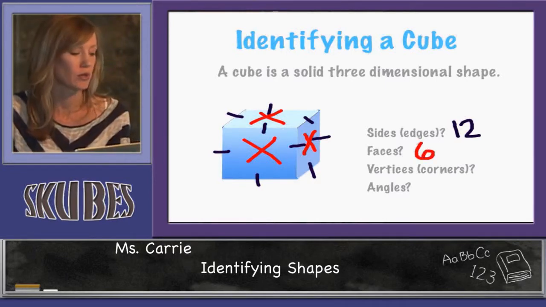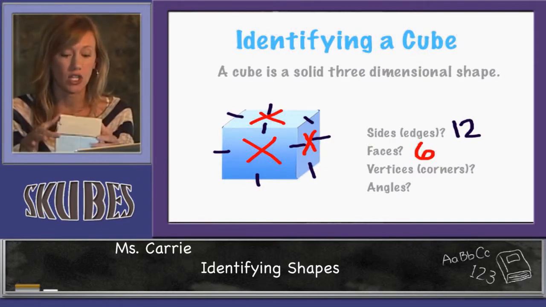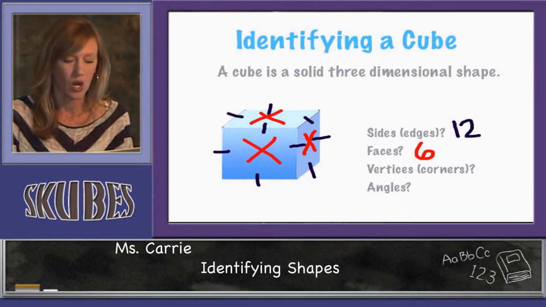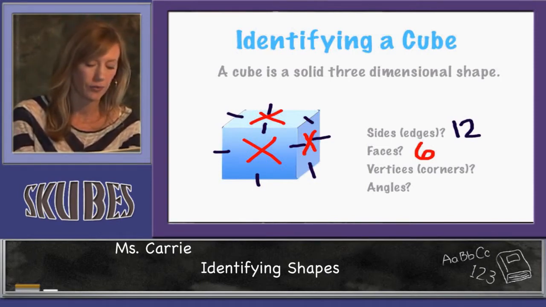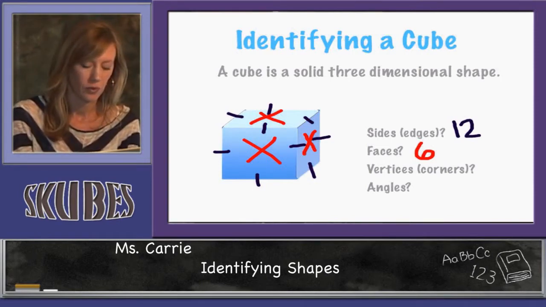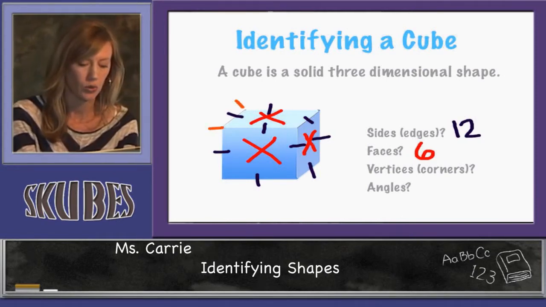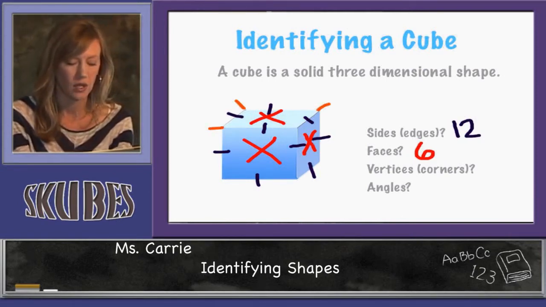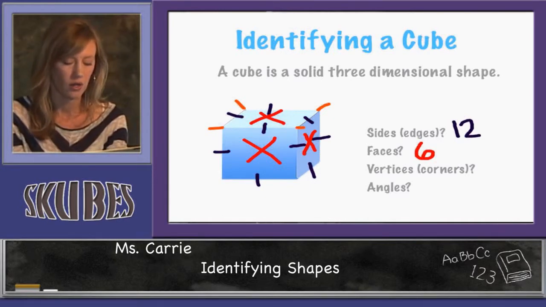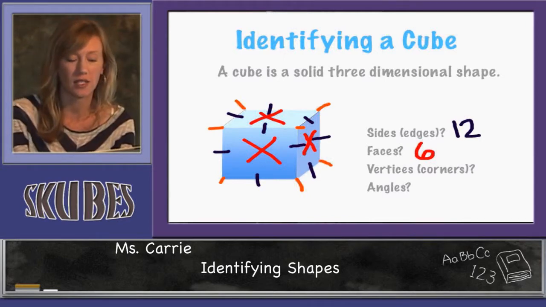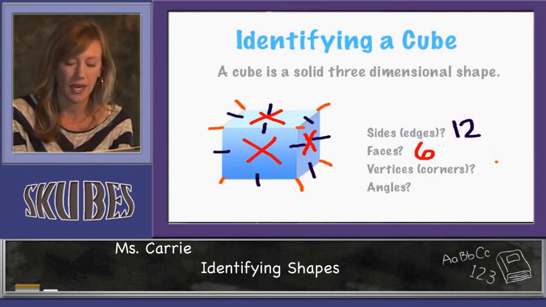Vertices are corners. That's where the lines and the edges meet. So this is a corner, this is a corner, this is a corner. When we look at our picture here, we see 1, 2, 3, 4, 5, 6, 7, and then there's 1 more in the back that we can't see from the picture. That makes 8.